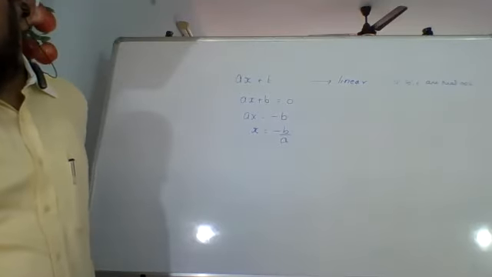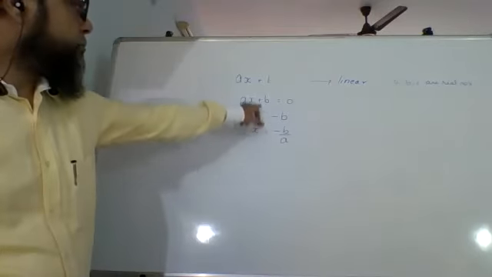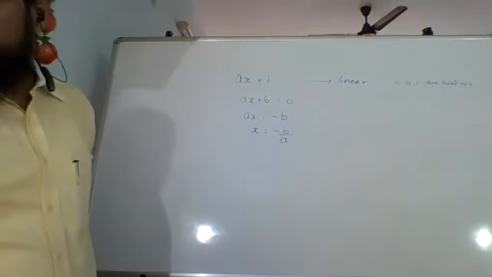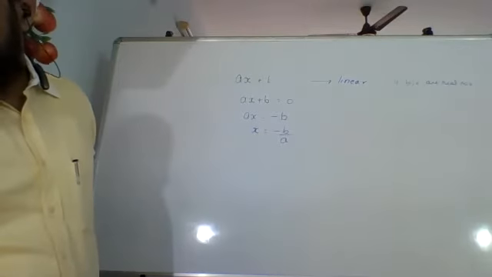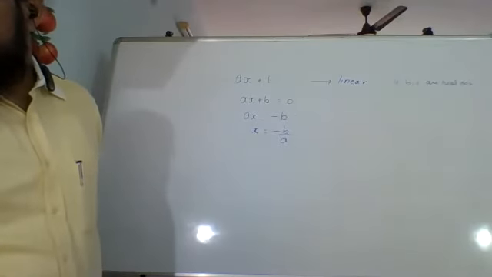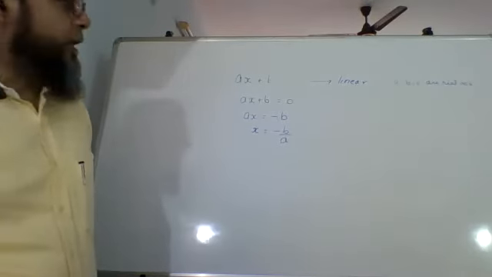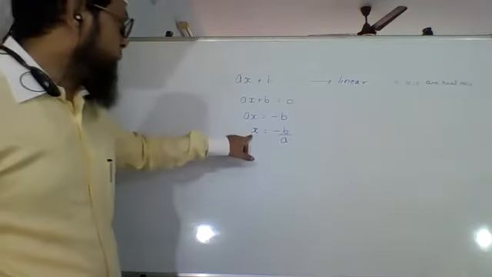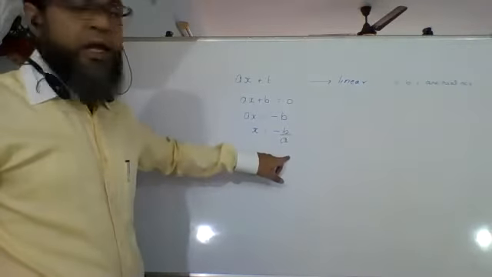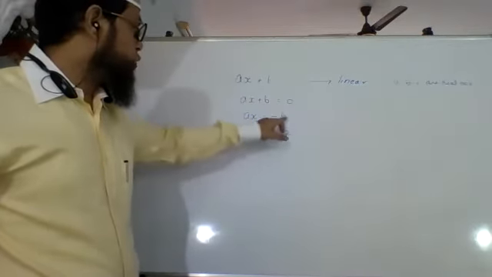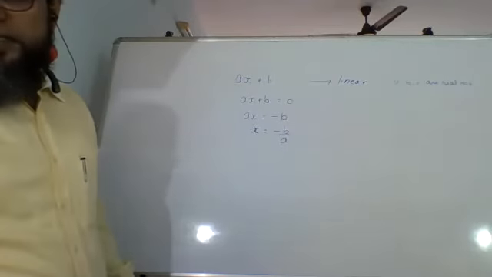So when I find out the value of x, for this value of x, the equation will become 0. Therefore, it is called the 0 of the polynomial. That means for the value x equals minus b upon a, the equation is going to become 0. So this is the 0 of this polynomial. We'll look at a few examples.